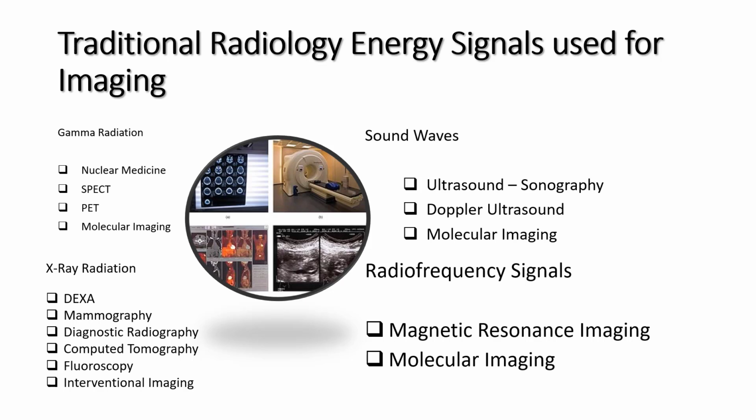Gamma radiation is used in nuclear medicine, SPECT and positron emission tomography, and molecular imaging, and this is an ionizing radiation. Sound waves are used for sonography, Doppler ultrasound, and molecular imaging. This is non-ionizing radiation. Radiofrequency signals come from magnetic resonance imaging and molecular imaging. And these, again, are non-ionizing.